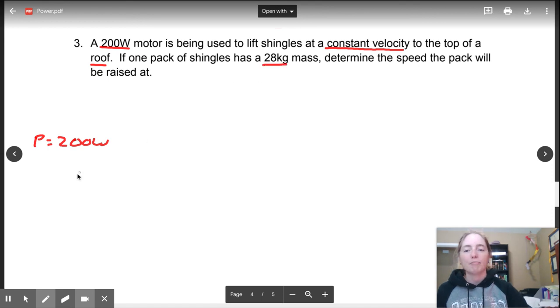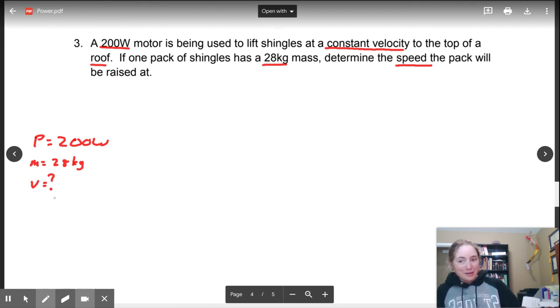If a pack of shingles has a mass of 28 kilograms, determine the speed that the pack will be raised at. So we are trying to find speed here. Ladies and gentlemen, we have definitely some interesting stuff to do here. So let's think for a moment. We have power, and we are trying to find speed, constant velocity.